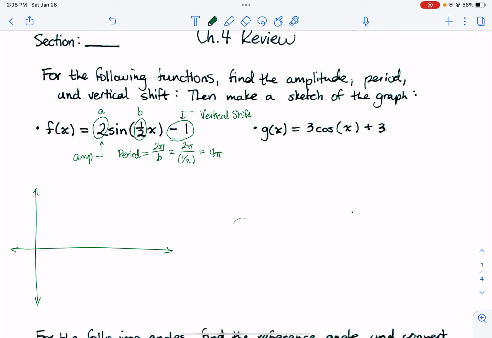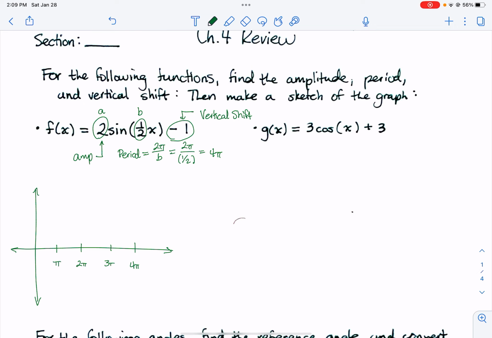So let's see what we got here. I know a full period is 4 pi, right? So let me go ahead and put 4 pi over here. And also remember, when it comes to graphing these functions, we usually look at the outputs of the function for the 4 quarters of the period. So that would be at pi, at 2 pi, and at 3 pi, right?